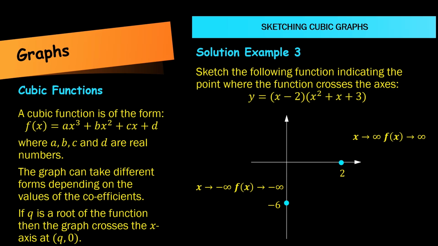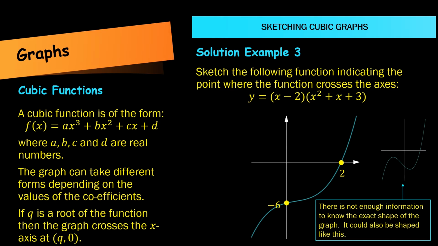And so if we incorporate these points and we sketch our graph, we should obtain something like this. However, we do need to add something here. There is not enough information to know the exact shape of the graph, and it could be shaped something like the one shown on the right-hand side of the screen.